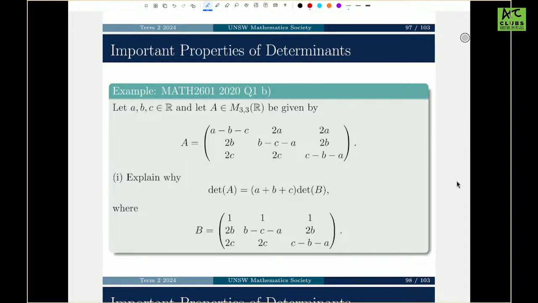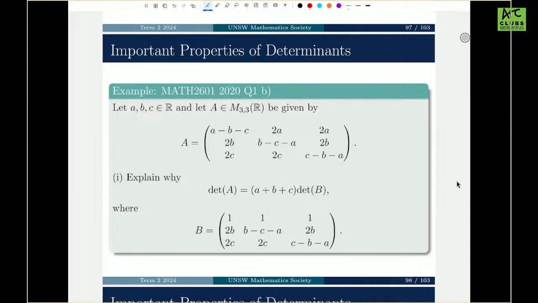We're finally going to have a look at bringing all this together and looking at a matrices question. In a lot of the past papers, they don't ask many questions on matrices beyond the true-false ones, but this one is quite a bit involved. So if a, b, c are real numbers, and A is some 3 by 3 real matrix given by that, explain why the determinant of A is a plus b plus c times the determinant of B.